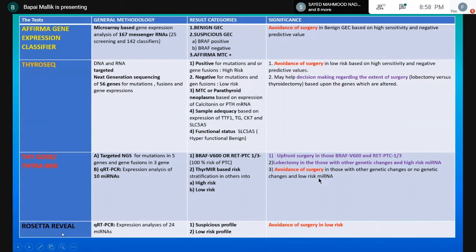The last one is Rosetta Reveal. And this one is only on microRNA, which is divided into suspicious profile or low risk profile. And if it is low risk, you can avoid the surgery. So the main idea is to avoid surgery. So later on, if you want to come and look at this particular slide, just to get a broad overview, you can do that.